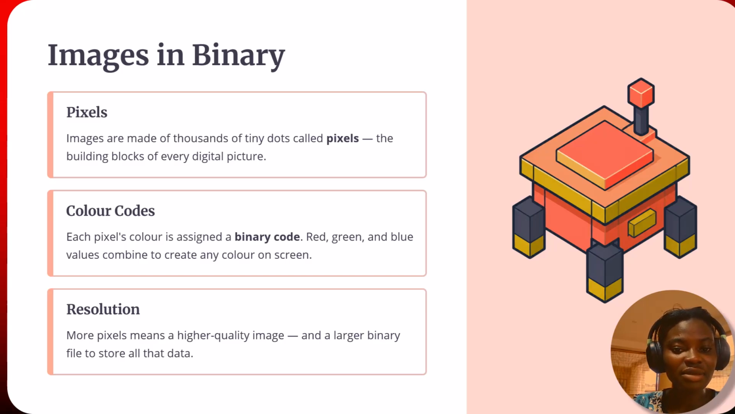If you look very closely at a digital picture, you can think of it as being made up of many tiny colored squares. Each of these squares is a pixel. When many pixels are arranged together, they form the complete image that we see on the screen. A higher resolution image generally contains more pixels and can therefore require more storage.